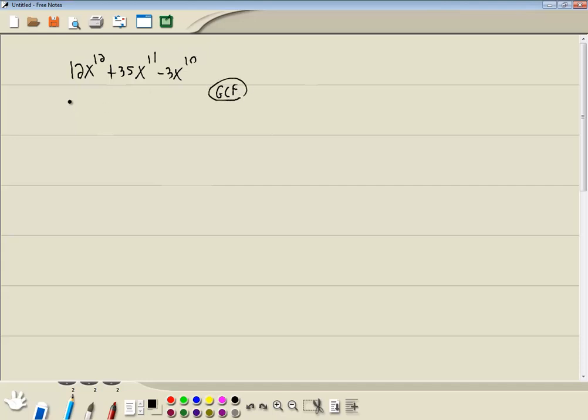I notice right away that they all have x's, and I want to pull out the most x's I can, but I can't pull out 12 of them if this one only has 10. It's always the one with the smallest exponent. So we're going to factor out an x to the 10th.